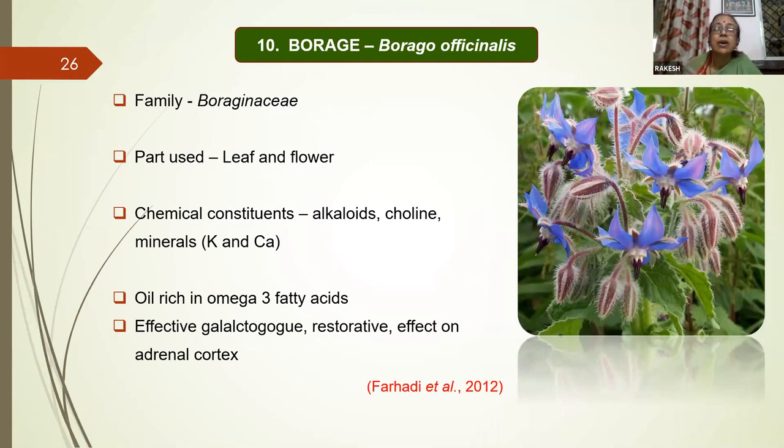Next is borage, or Borago officinalis. It belongs to the family Boraginaceae. The parts used are leaf and flower. The chemical constituents are alkaloids, choline, and minerals; it is rich in potassium and calcium. It is rich in oil and omega-3 fatty acids also, and it is an effective galactagogue. It has a restorative effect on the adrenal cortex.